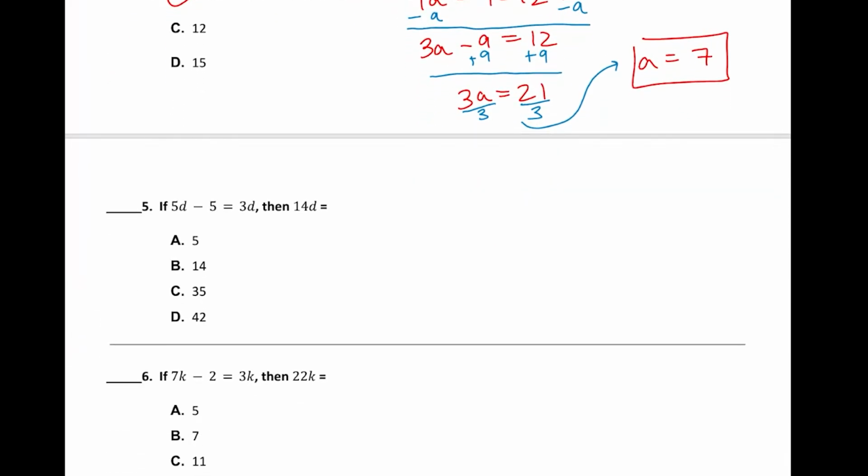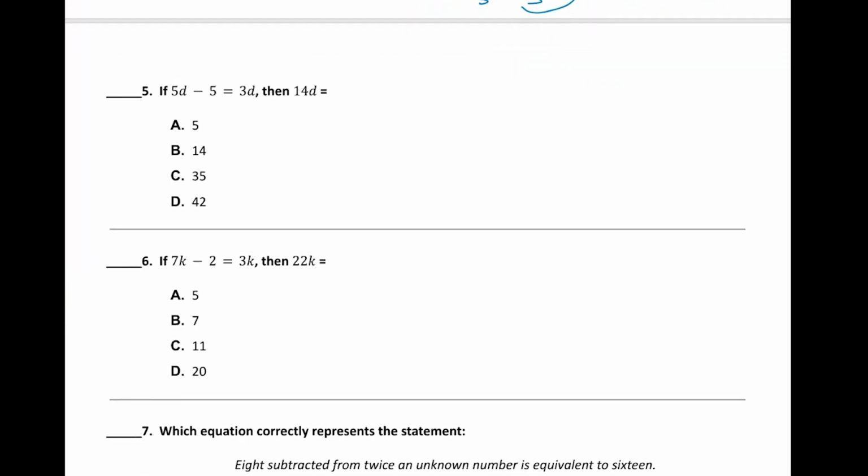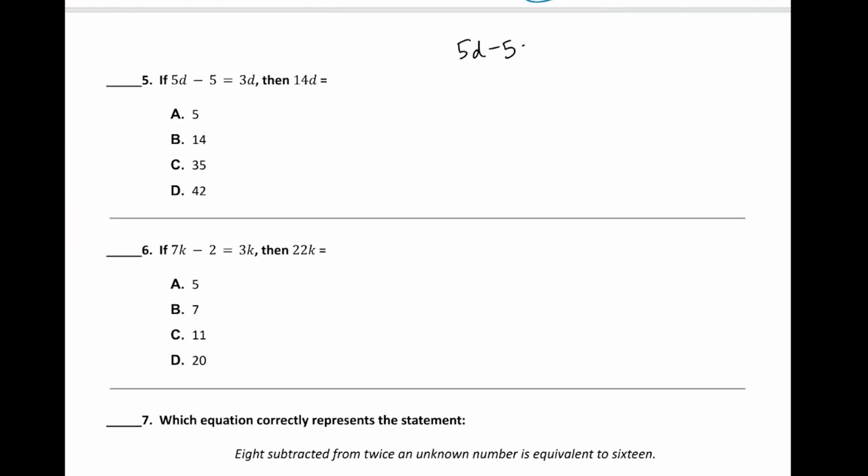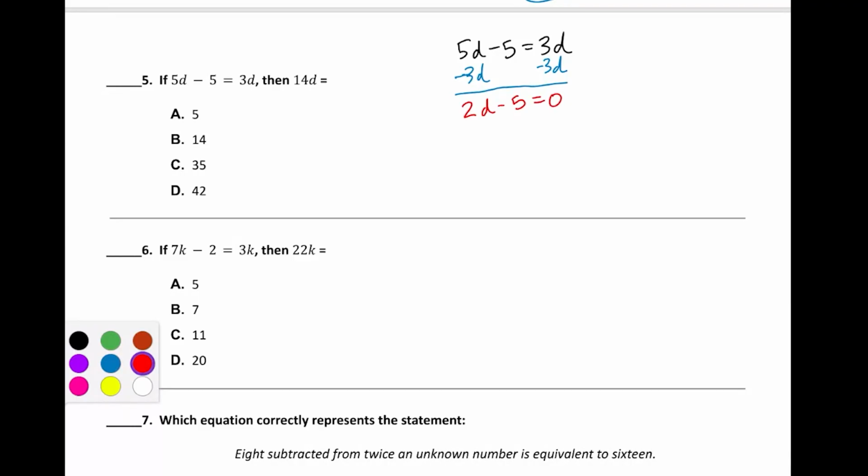Number 5 says if 5d minus 5 equals 3d, then what's 14d? Okay, so this is not asking for d. We're going to have to solve for d, but then we're going to multiply that by 14. So we'll start with the original equation, 5d minus 5 equals 3d. Then subtract 3d from both sides. We have 2d minus 5 equals 0. Then we need to add 5 to both sides.